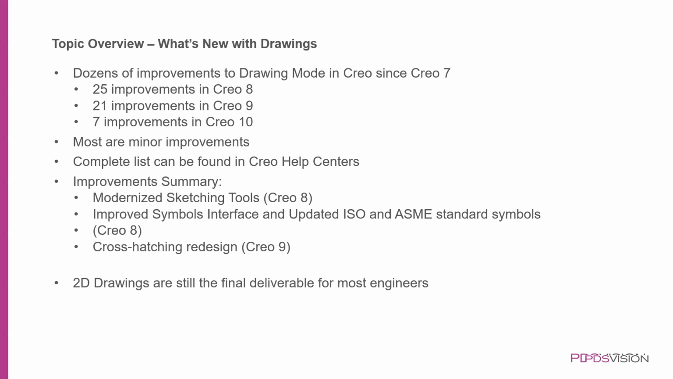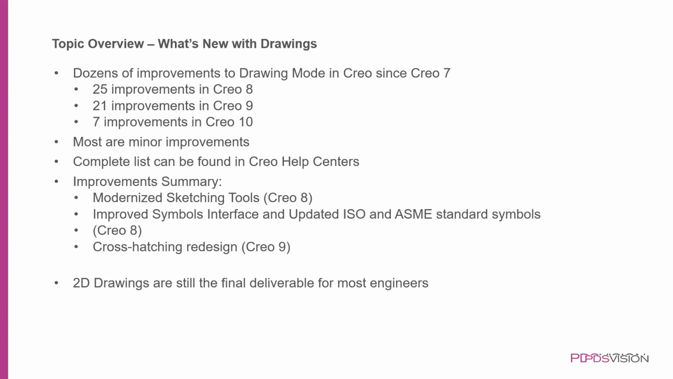So, just a brief summary of the major additions they've added to drawing mode over the last several years. In Creo 8, they modernized the sketching tools and sketching interface in drawing mode. This was a long time coming. In prior versions of Creo, the Sketcher interface was much more similar to what you would find in Creo Elements and Wildfire than it was to what you find in modern Creo Parametric part and assembly mode. So the sketching tools in drawing were very outdated. They have been updated as of Creo 8.